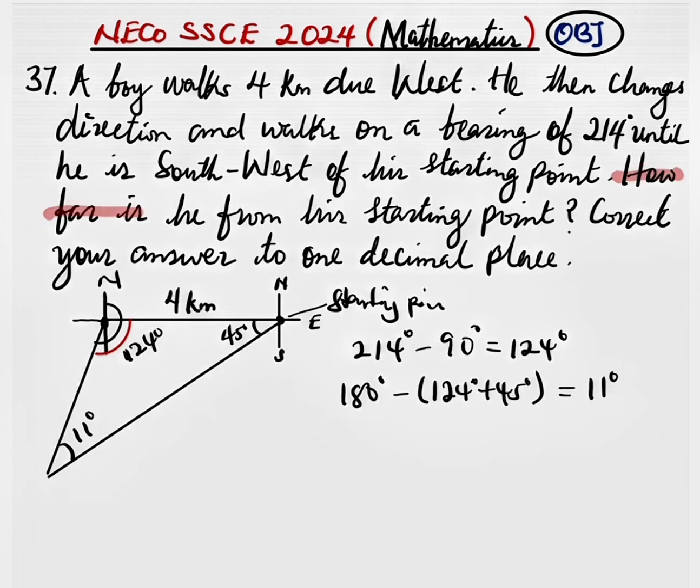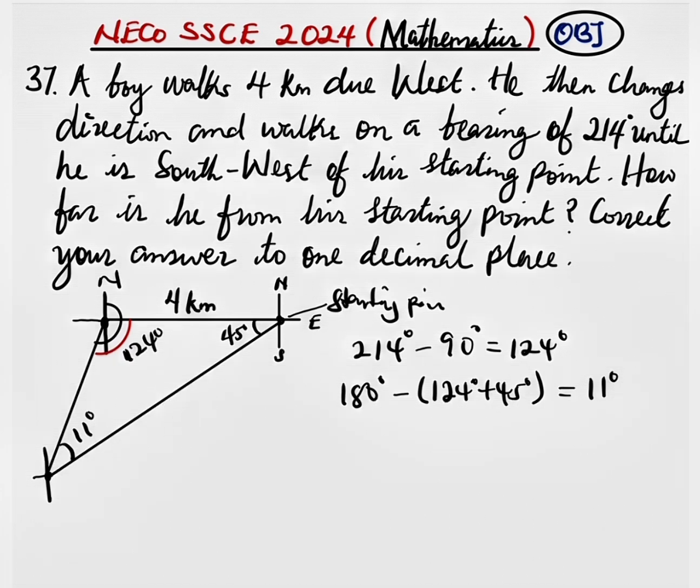How far is he from his starting point? Now, this is his starting point, and this is his new position. So the required length is this one. This is the distance that we're asked to find. And from the triangle, we can use the sine rule to find the length of this side.